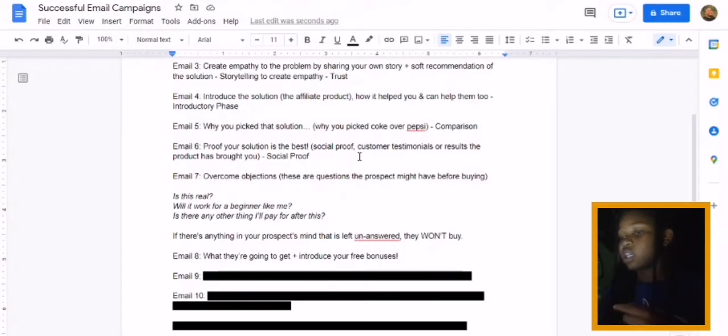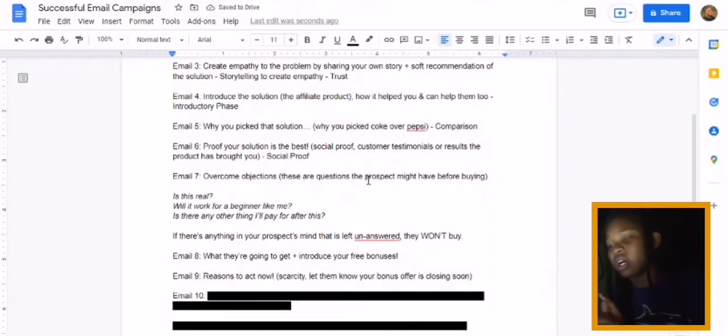So in that 8th email, tell them what they are going to get once they purchase your product, and also give them bonuses that will help them to want to buy your product. And always ensure that the bonuses are related to the product you're selling, not just any type of bonus.